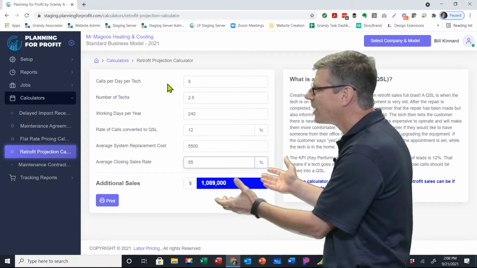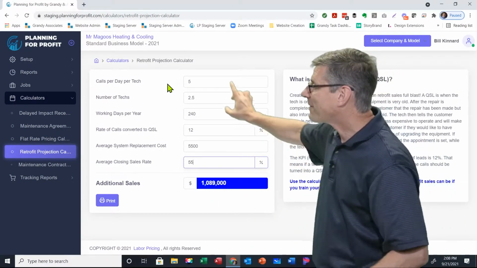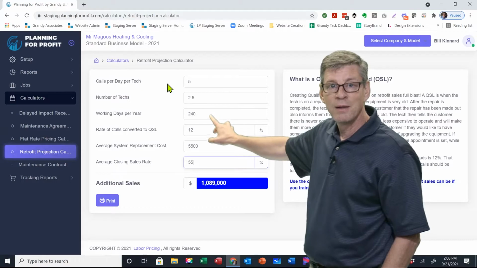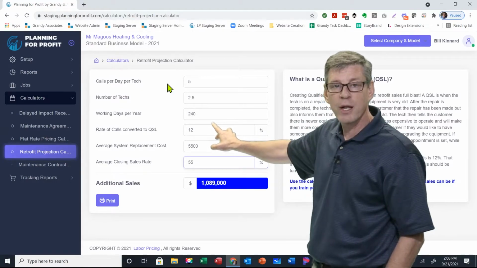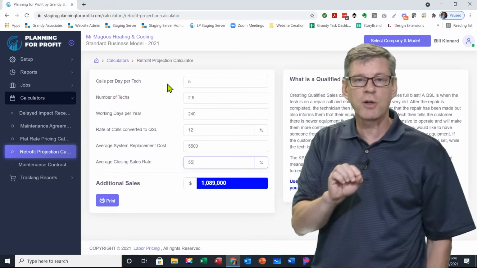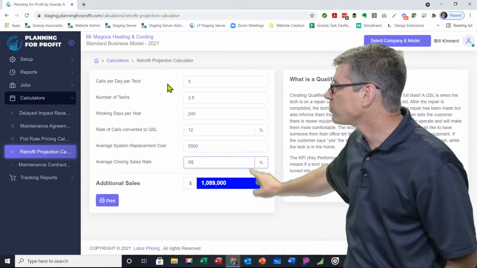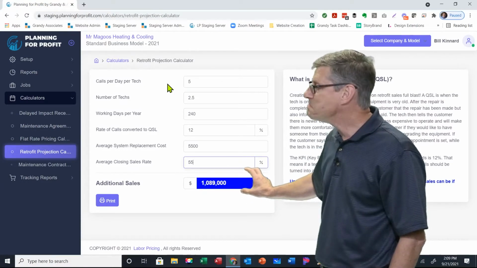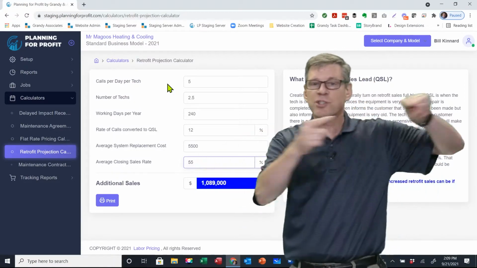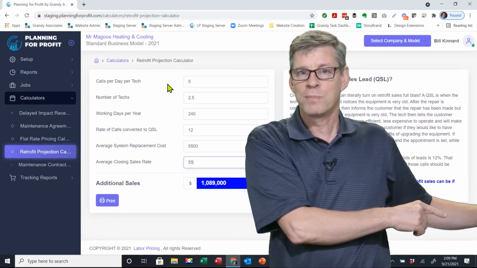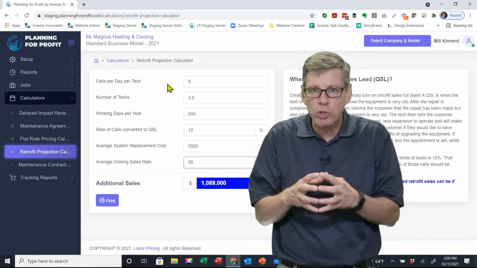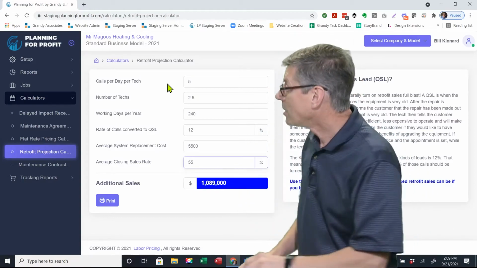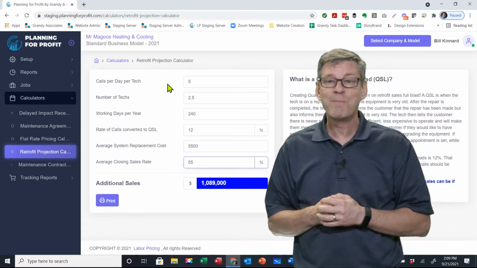That tells me right here, it's simple math at that point, that if I have 2.5 techs, they're running 5 calls a day, they're working full time, and they generate a qualified sales lead on 12% of the calls they go out on, with an average sale of $5,500 and only closing 55% of those, that would add an extra $1 million in additional sales to the installation side of my company. Simply by opening your eyes and looking, and then educating and informing the customer. Is it worth training your technicians to look for qualified sales leads? Every day of the week.